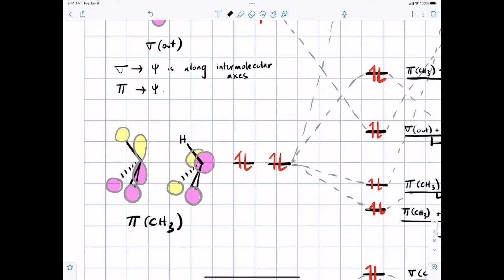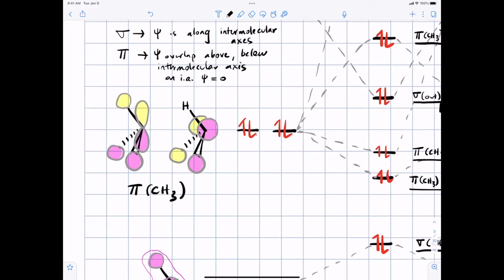All right. Pi we're going to use for overlap of the wave function above and below the intermolecular axis, where on that axis, IA for intermolecular axis, there is a node where wave function equals 0.